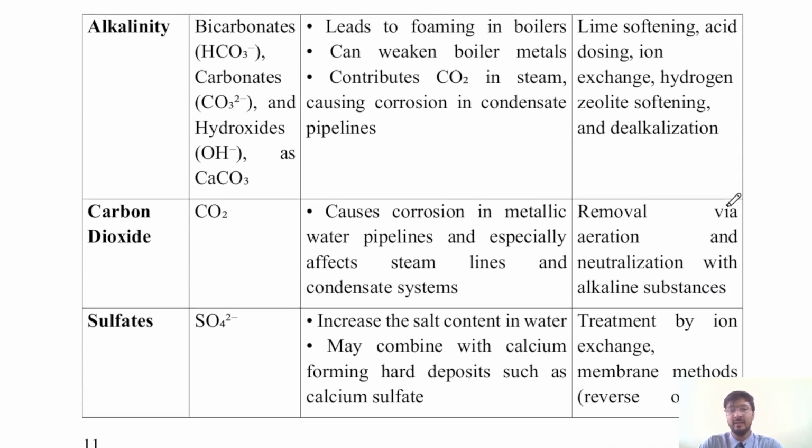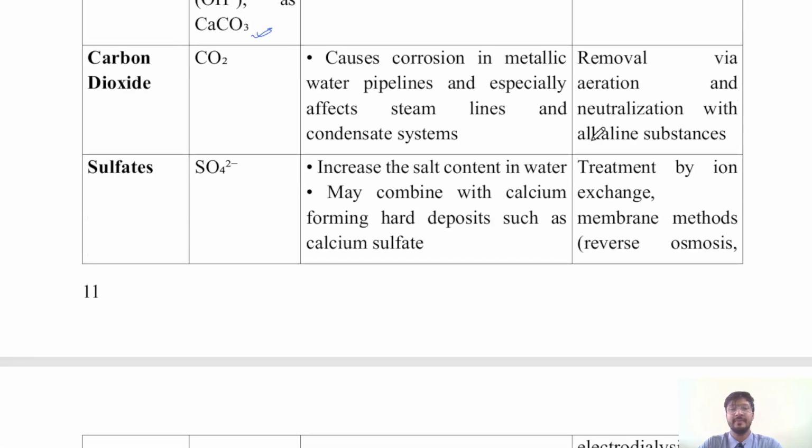Third one is alkalinity. Alkalinity is due to bicarbonates, that is HCO3 minus, carbonates, that is CO3 minus minus, and hydroxide, OH minus, expressed as calcium carbonate. It leads to foaming in boilers. It can weaken the boiler's metal. It contributes CO2 in steam, causing corrosion in condensate pipelines. It can be removed or reduced through lime softening, acid dosing, ion exchange, hydrogen zeolite, and dealkalization.